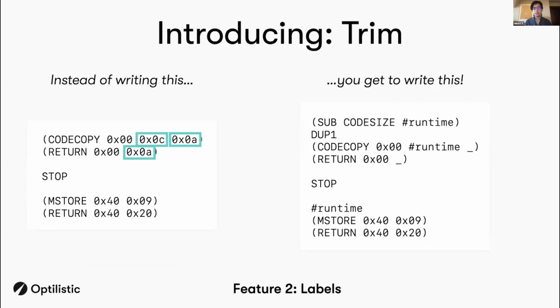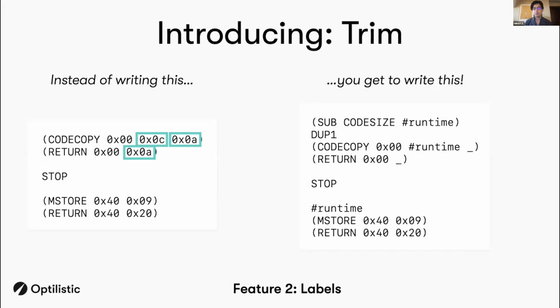Feature number 2 is labels. Labels is how we solve the problem of manually counting bytes. So on the left, we have 0C and 0A. These are hard-coded values based on the length of our code. Now, on the right, we can write this hashtag runtime, and that just represents a location in your code. So the last runtime on the right, that is the actual label. And then when you reference runtime within an S-expression, it will fill in that location for you. So this is a way to get around manually counting bytes.